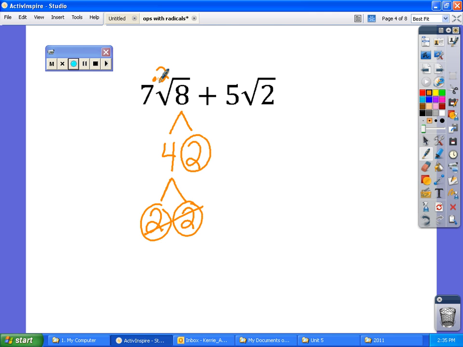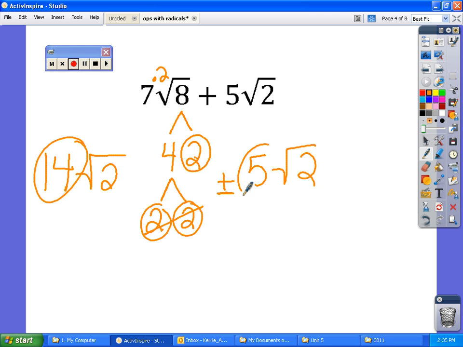7 times 2 is 14. This 2 that stays home goes right here. And then I'm going to add that to 5, the square root of 2. The radicals now match, and 14 plus 5 is 19, the square root of 2.